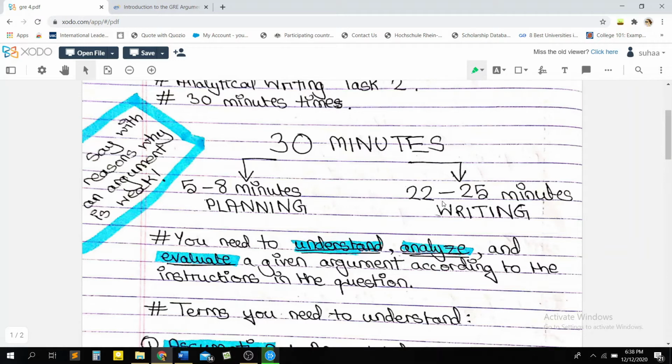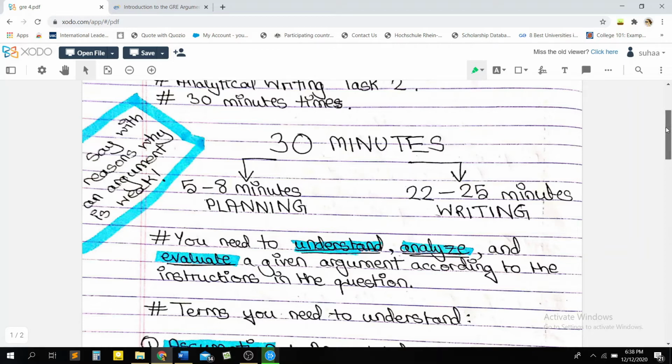And it's the same for the paper-based GRE. You're just going to get 20 minutes to write your essay. So keep your planning time at most to 5 minutes and dedicate the rest of your time to writing the essay and checking at the last minute for errors.